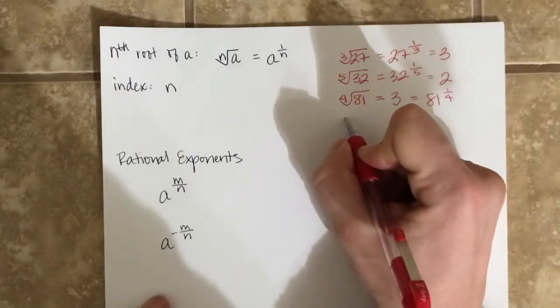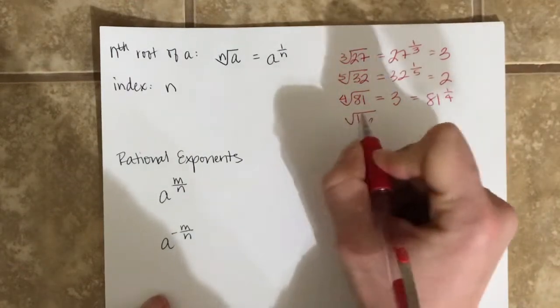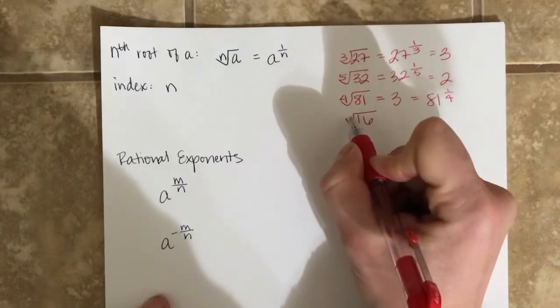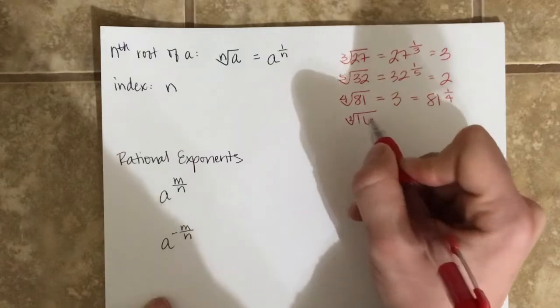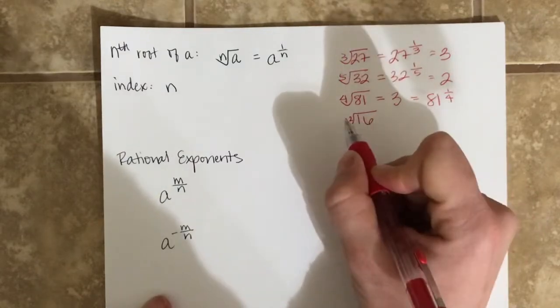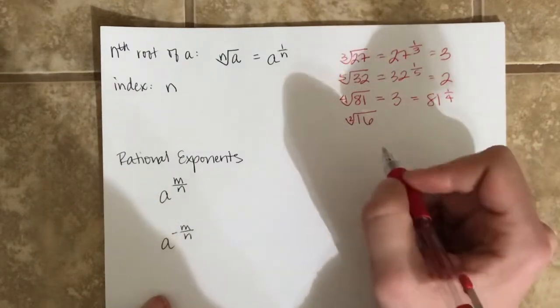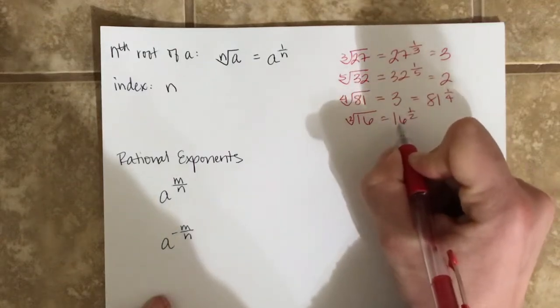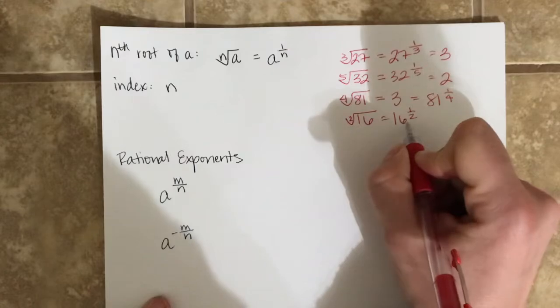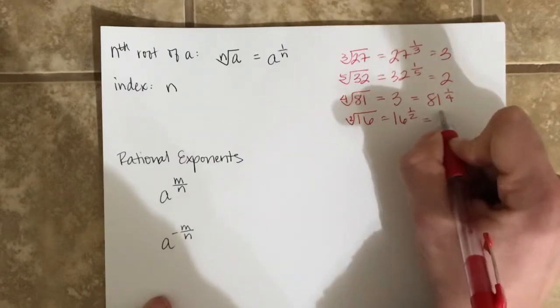Now, when we have a square root, like square root of 16, it's always been an understood 2 there. We just never write it. In the square root of 16, you're thinking, what number to the 2nd power gives me 16? Or in other words, 16 to the 1/2. And so square root of 16 is 4.